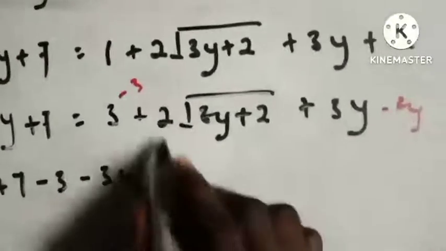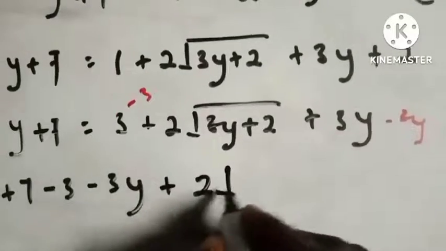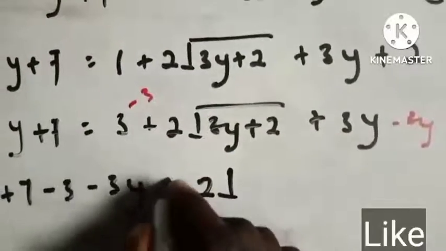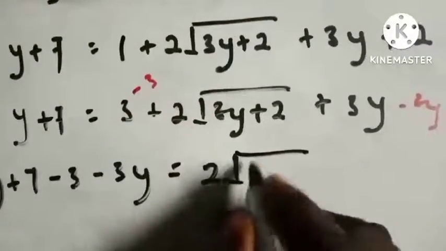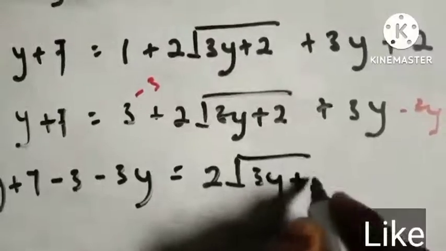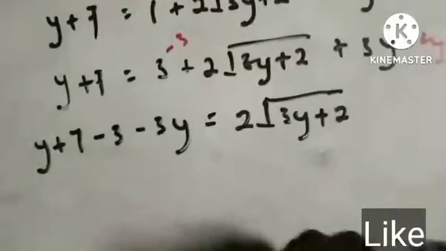Obviously, everything vanishes. So here we are just going to left it positive 2. There must be an equal to sign. So positive 2 equal to root of 3y and then plus 2. Is that okay? So that is very, very simple and straightforward.